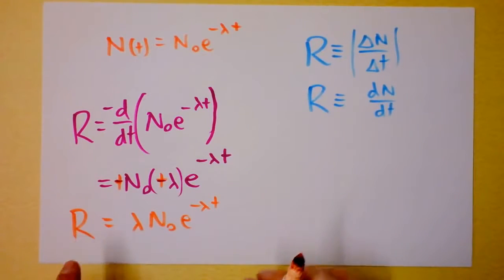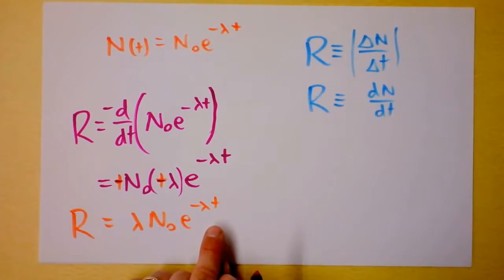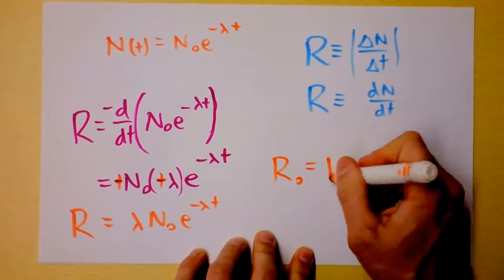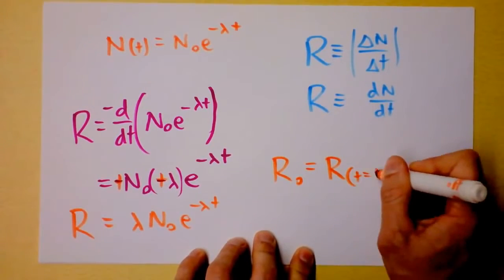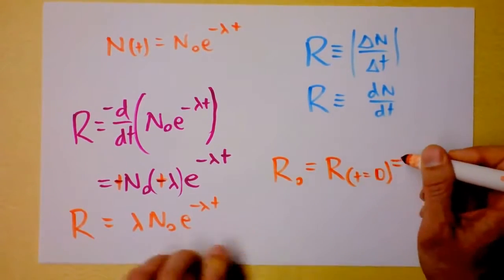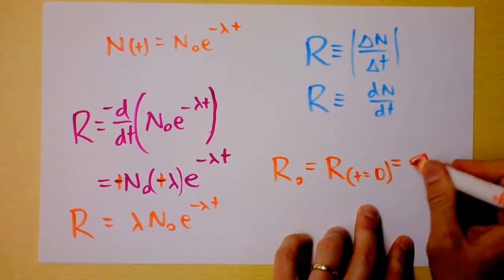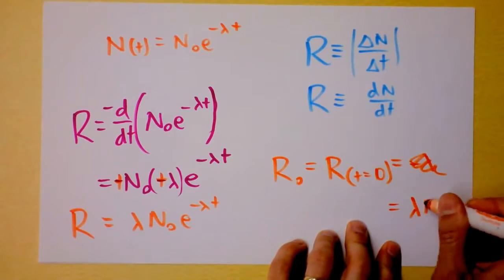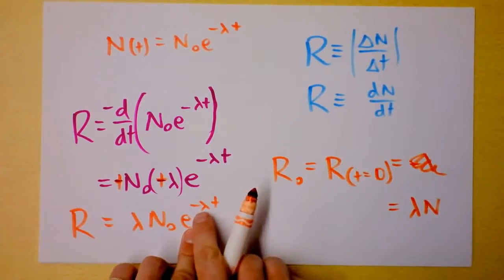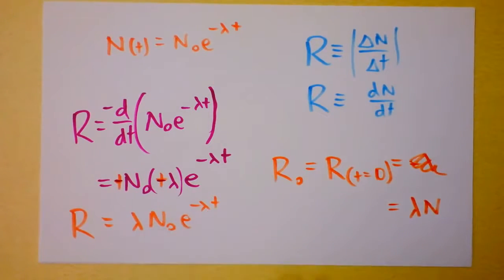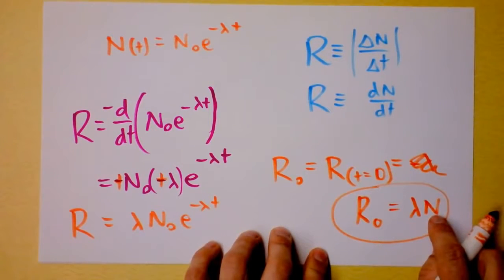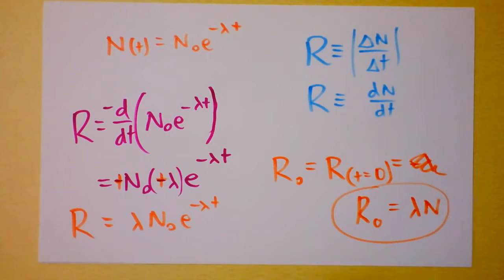So the activity is decaying, but what if I want to know the rate initially? This would be the rate at t equals 0. I'm just going to plug in 0 into this equation. It is simply lambda times N naught times e to the 0, which is 1. So the initial rate is lambda times N naught. I'll just leave it right there.